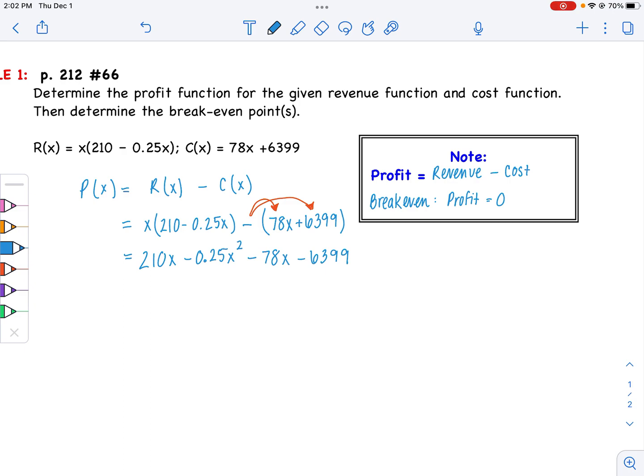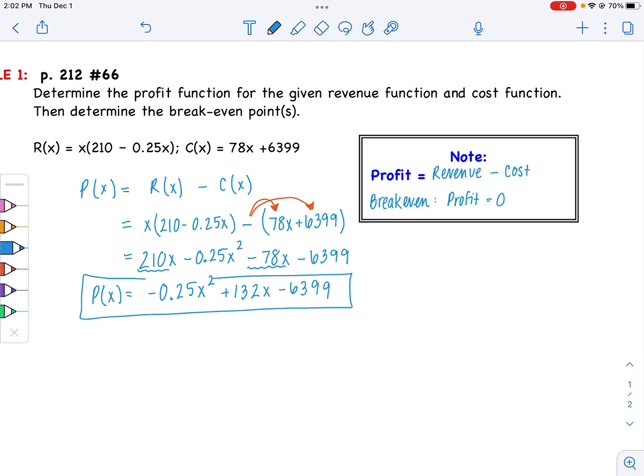Let's clean up this function. Everything in this chapter is about quadratics. So if I clean it up, I'm going to put my x squared term first. I'm going to combine my two terms that have x to get positive 132. And then my c value. So here is my profit function. I took my revenue and subtracted the cost. That's what the first part of this problem wants.